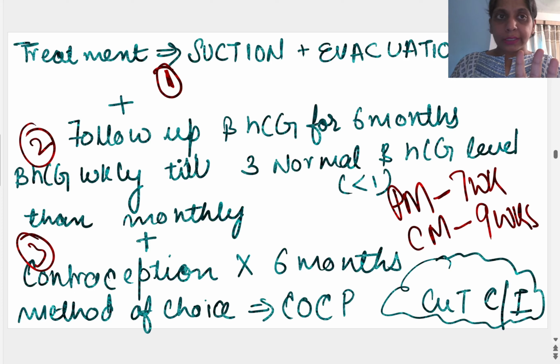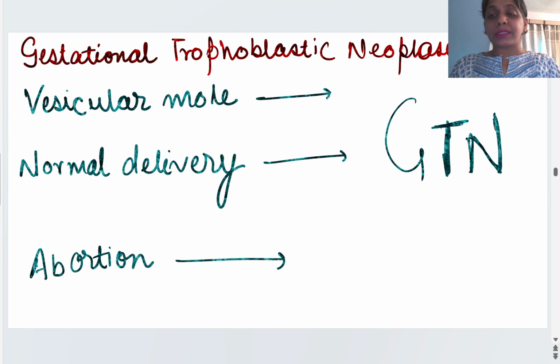Copper T is contraindicated. Why is it contraindicated? Because the uterus is soft in molar pregnancy, it perforates. This was a question in NEET PG 22: Copper T is contraindicated in which option? There was trophoblastic disease. So questions are asked like this. Whenever you tell the treatment, you tell it in 3 steps. Number 1, suction evacuation. Number 2, follow-up beta HCG for 6 months. Number 3, contraception, combined oral contraceptive for 6 months. Copper T is contraindicated. Now we will study gestational trophoblastic neoplasia.